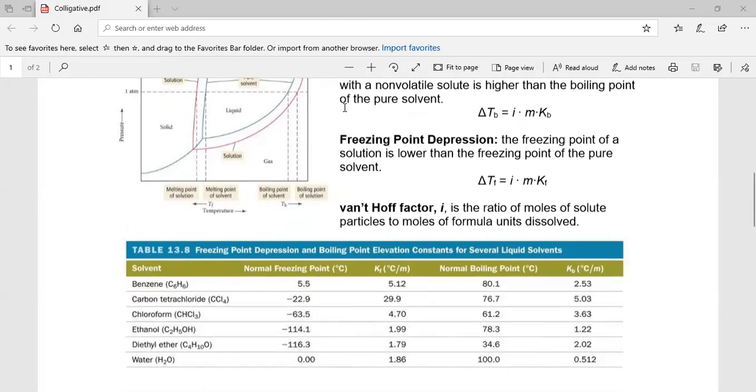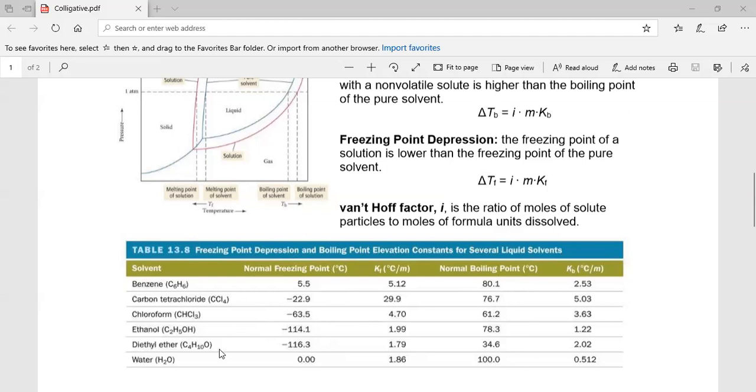So for boiling point, since the boiling point is increasing, you will add the delta TB to the normal boiling point. And for freezing, since the freezing point is lowered, you will subtract the delta TF from the normal freezing point. So the freezing points will become lower and colder. The boiling points will become higher and hotter.